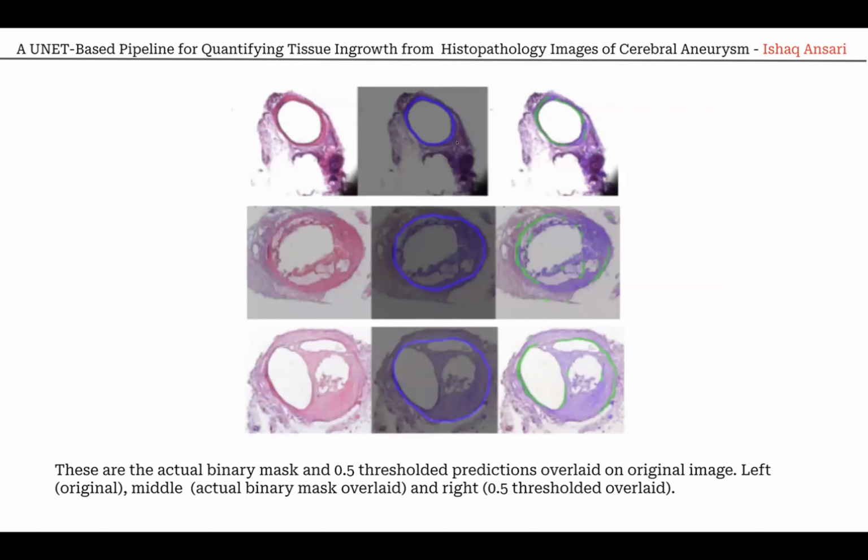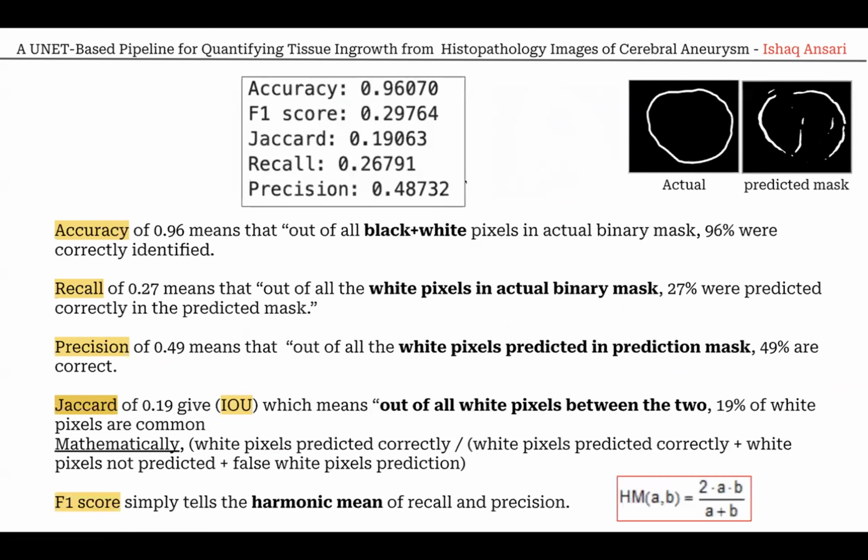And these are the overlay images of the ground truth and the predicted mask on top of the original image. We wanted to see how accurately and precisely these boundaries are predicted by overlaying them on top of the image. So looking at the image, it looks pretty good. However, we also used some metrics to measure the performance of our model. We used accuracy, recall, precision, Jaccard, and F1 score.